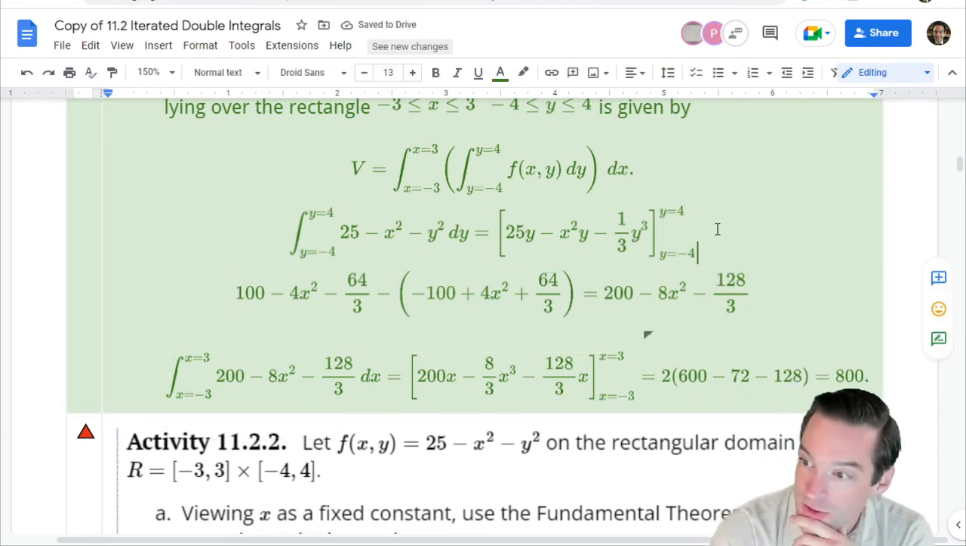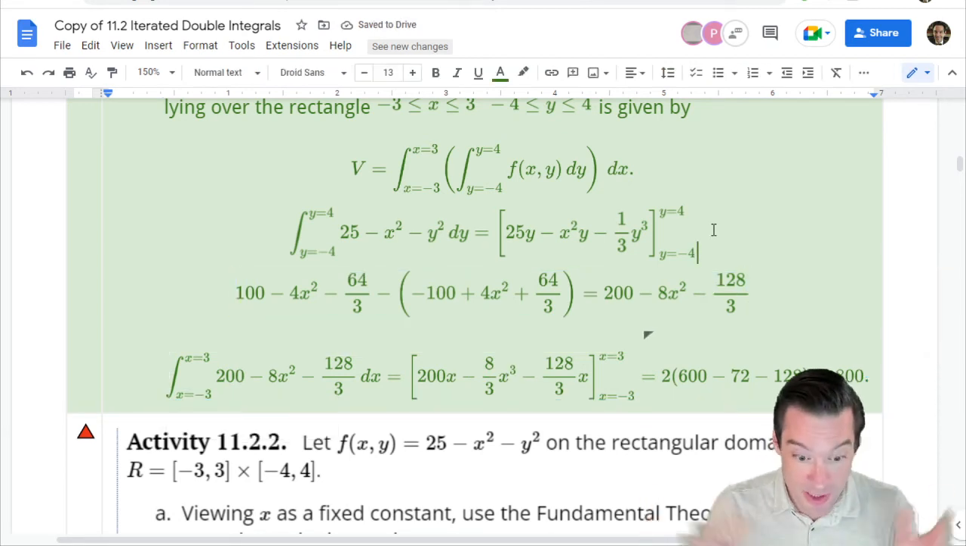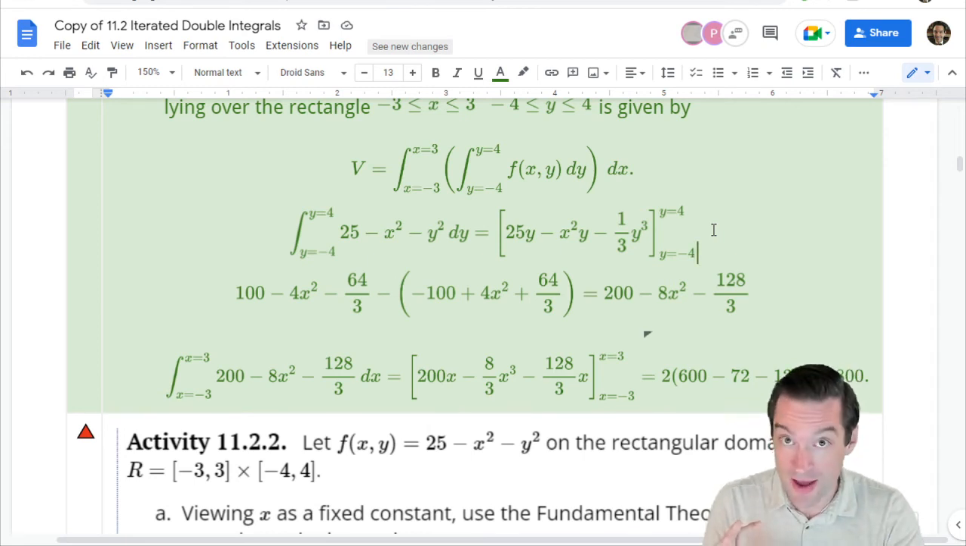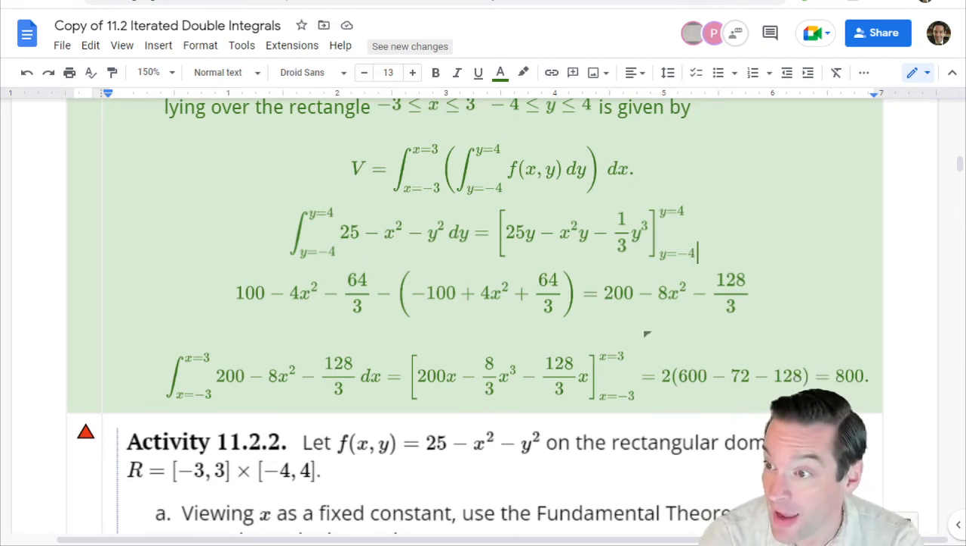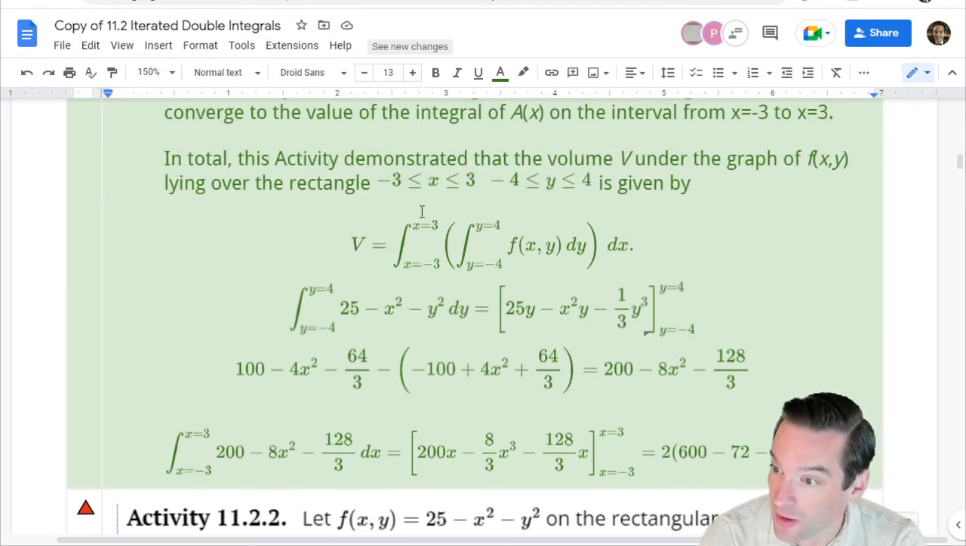Cool. So that is what double integration is about, right? Is that we are trying to find the volume underneath a graph of a function of two variables that lies above some region in the xy plane. And in this particular example, that region was the region where x ranged from -3 to 3 and y ranged from -4 to 4.